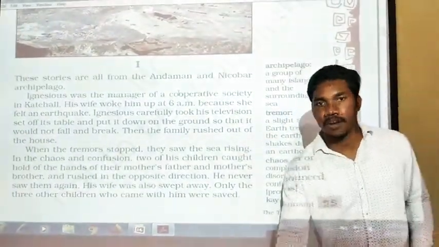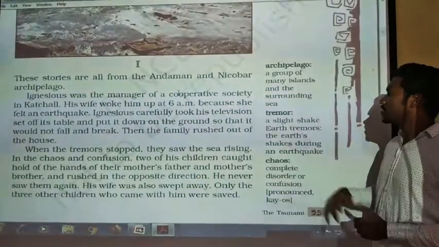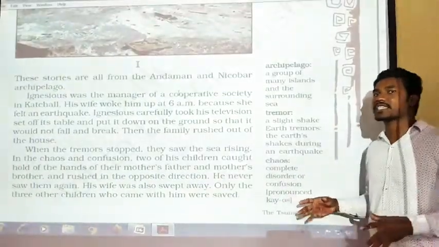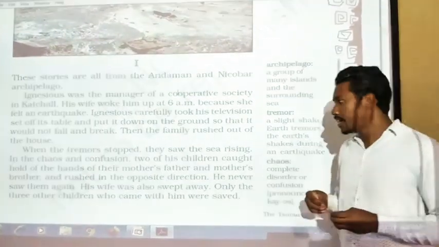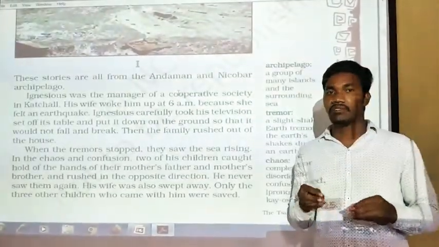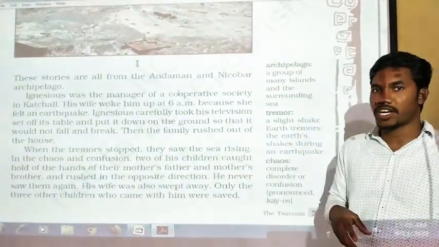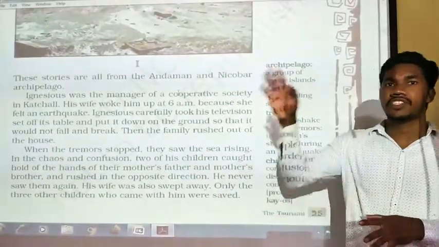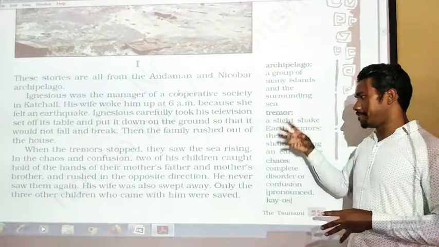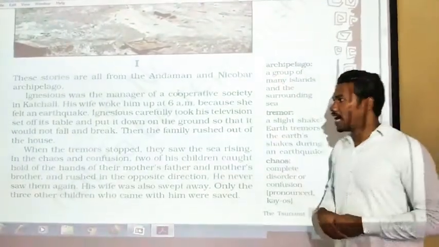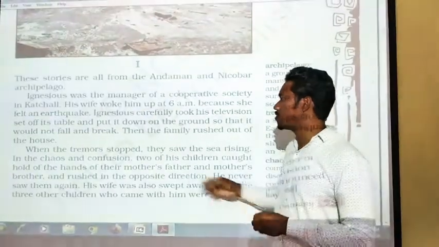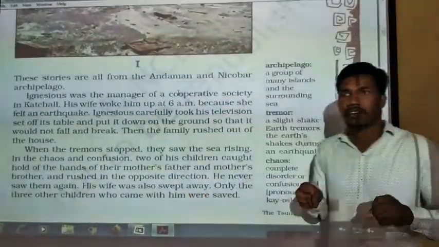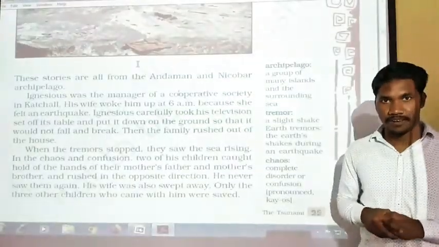So what happened? Tremor. What is a tremor here? The slight shake. When the earthquake is coming, some kind of shaking is there. So that shaking stopped. Then they could see in the sea, what is happening? The sea level is rising, the water is rising high. Okay, sea is rising high and it is looking very chaotic. Disorderliness is there and a lot of confusion is there. They are not able to understand what is going to happen.